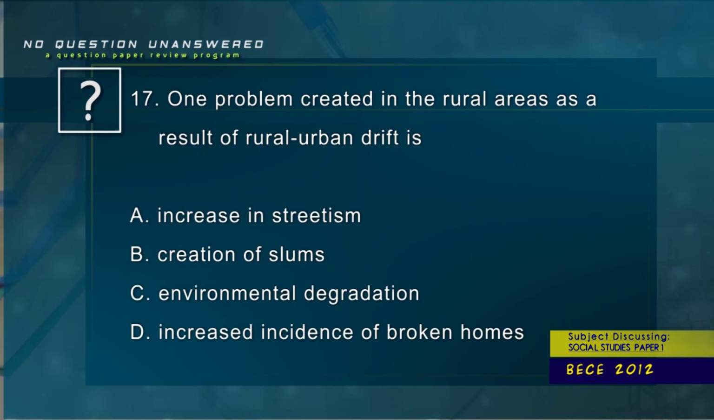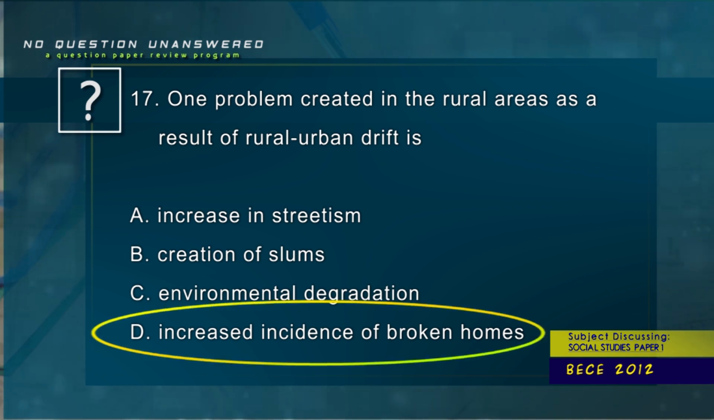Question number 17. One problem created in the rural areas as a result of rural-urban drift is: A, increase in streetism; B, creation of slums; C, environmental degradation; and D, increased incidence of broken homes. Viewers, the correct answer to this question is increased incidence of broken homes. Now I explain. What do we mean by increased incidence of broken homes?